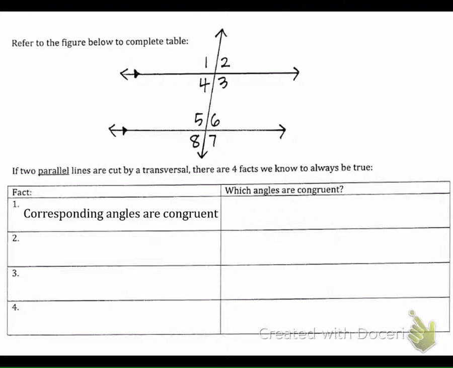So in that diagram, which angles would be congruent? 1 and 5 are corresponding. Good. Oh, I guess we'll do that part next. Sorry. We'll do all the facts first.